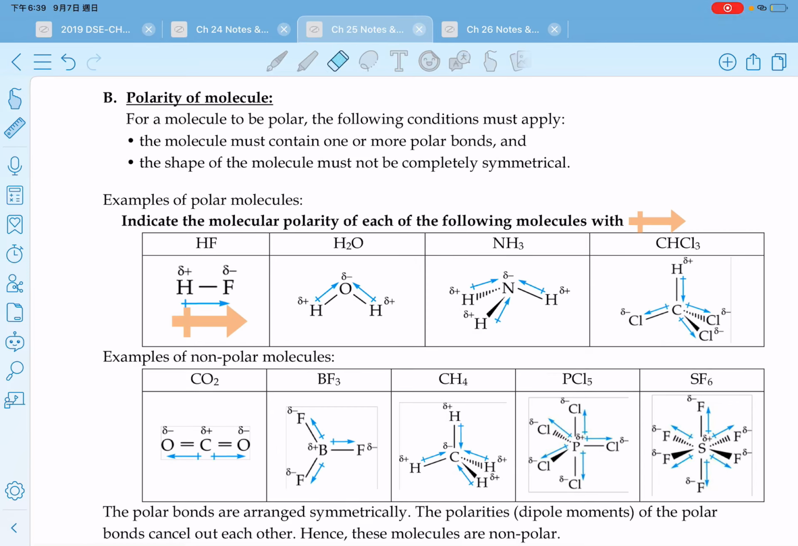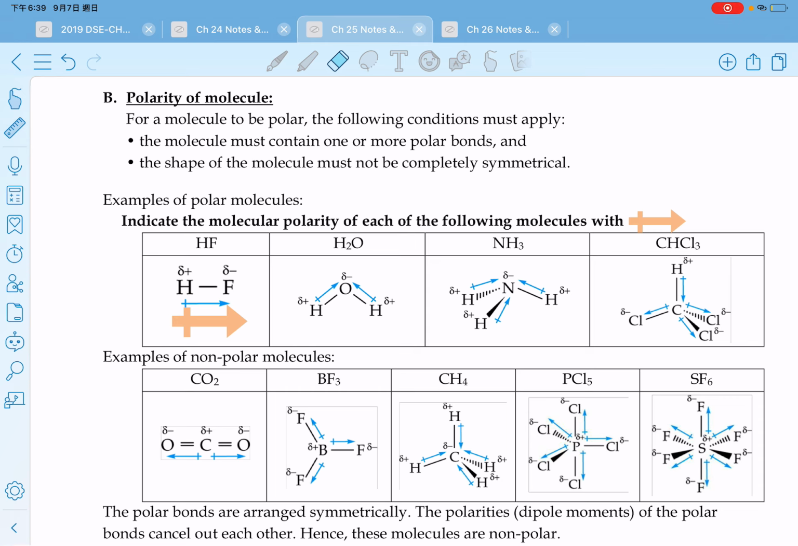Part B, polarity of molecule. For a molecule to be polar, two conditions must be applied. The molecule must contain one or more polar bonds. That means it must have polar bonds. And then the shape of the molecule must not be completely symmetrical.